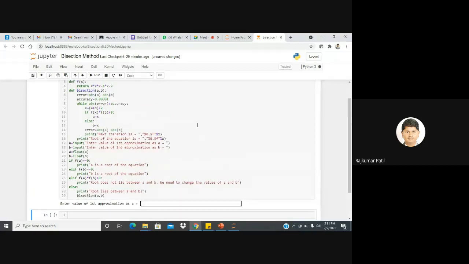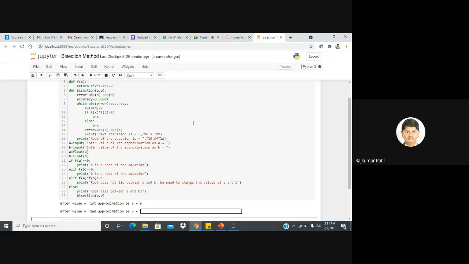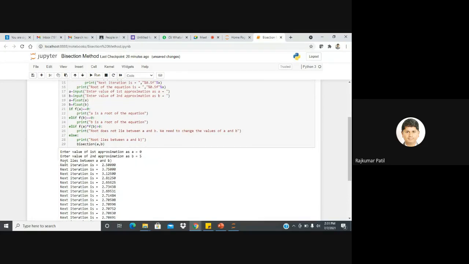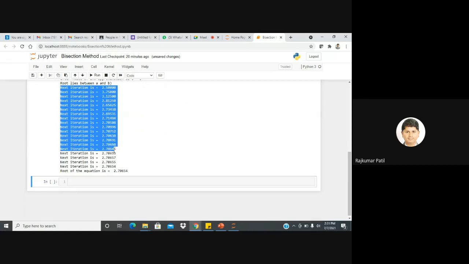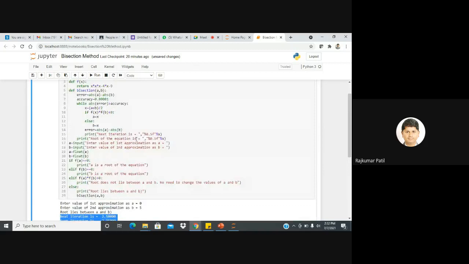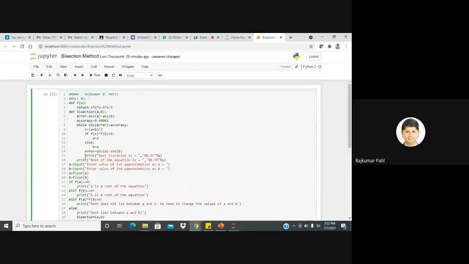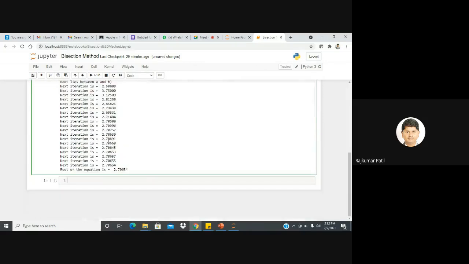So we'll put the initial values. Let's say start with 0. First approximation, we will take a equal to 0, and b, let's say 5. Then it is mentioned, root lies between a and b, and you can see the iterations. Next iteration is. So we can say that this many times the loop executed and this particular statement was printed.